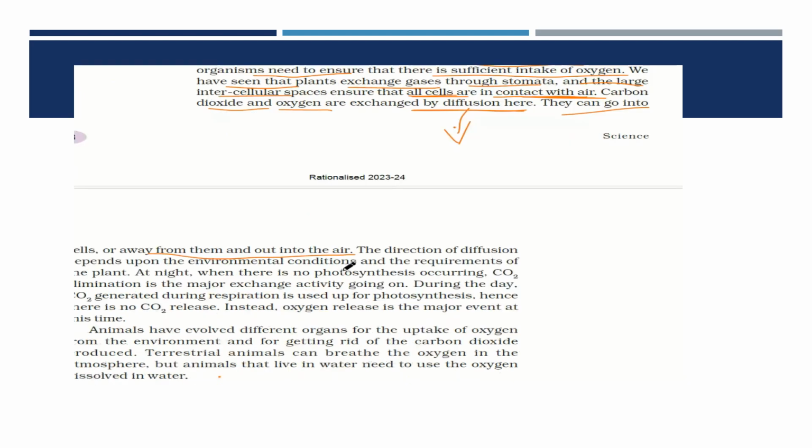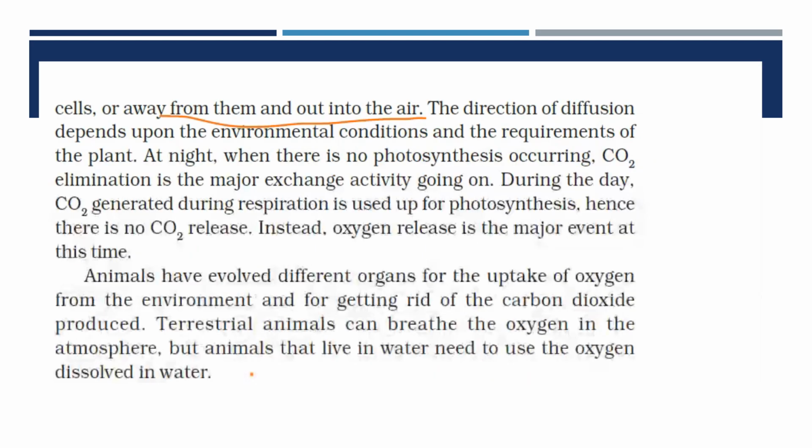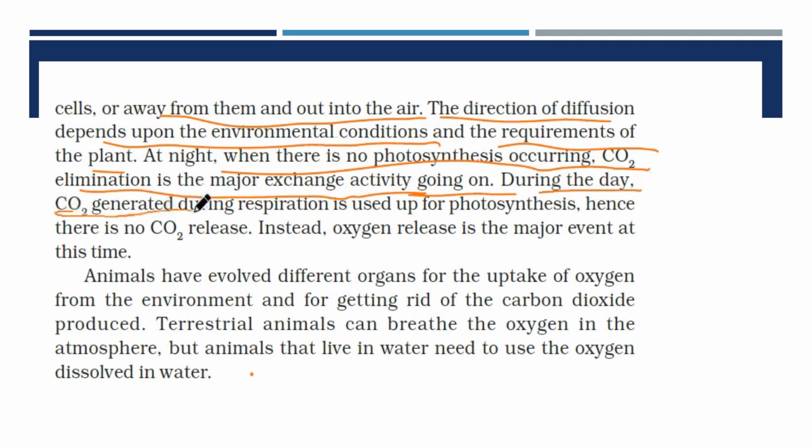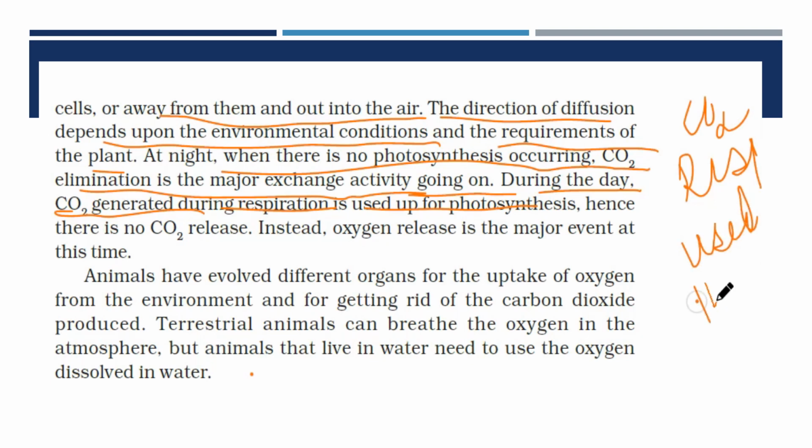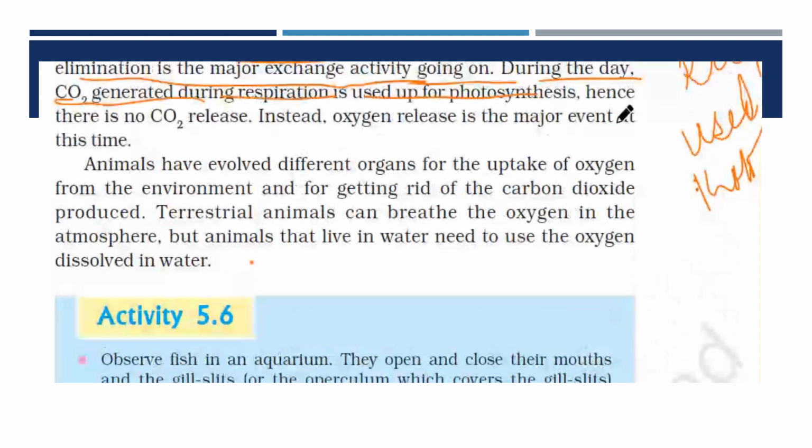So the direction of this diffusion depends on what? The direction of diffusion depends upon the environmental conditions and the requirements of the plant. That is, at night when there is no photosynthesis occurring, carbon dioxide elimination is the major exchange going on. During the day, carbon dioxide is generated during respiration and is used up by photosynthesis. So carbon dioxide is produced in respiration and it is used up in photosynthesis. Now, oxygen release is the major event at this time.